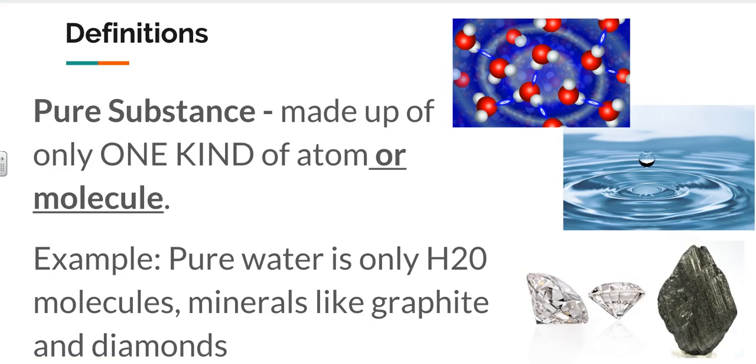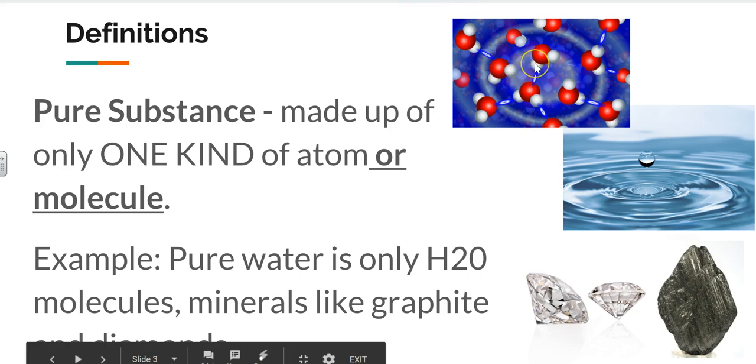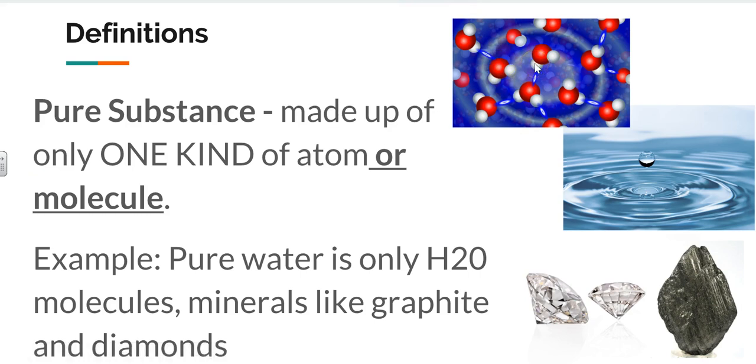Some more definitions. A pure substance is made up of only one kind of atom or molecule. For example, pure water is only H2O. It's only one kind of molecule. Minerals like graphite and diamonds are also made up of only one kind of atom or one kind of molecule, so it is a pure substance. Pure water is just H2O molecules, nothing else included, so it is considered a pure substance.